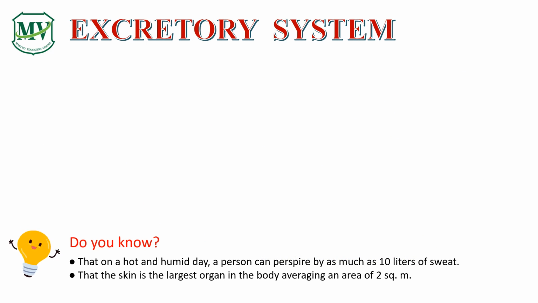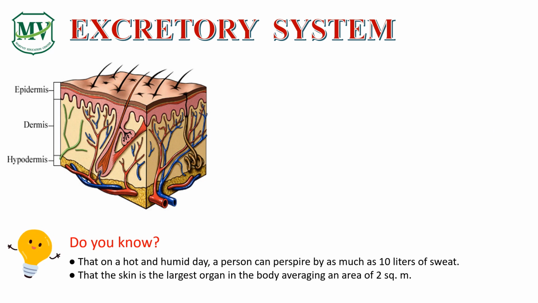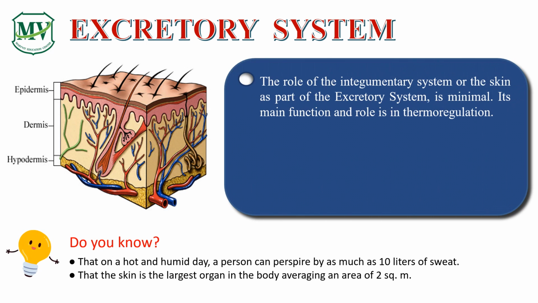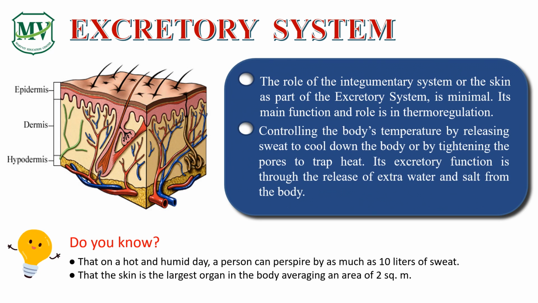Finally, we go to the most visible part of our body, the skin. You know how our skin helps in excretion? Basically, the skin's role in excretion is minimal. But however minimal it may be, the skin plays a big role in thermoregulation and homeostasis by controlling body temperature through the release of sweat.